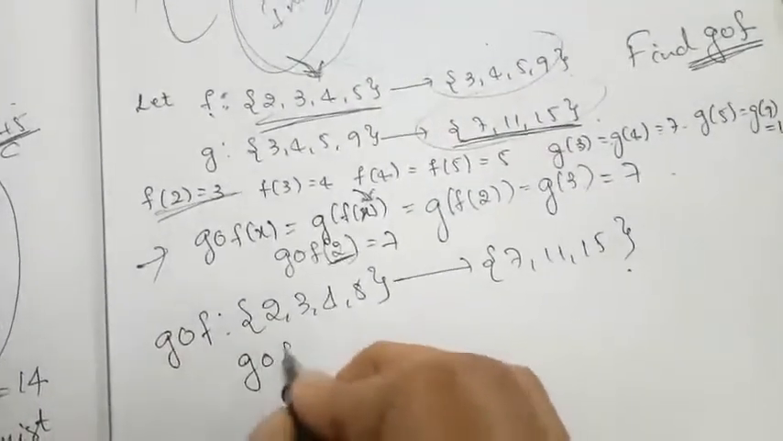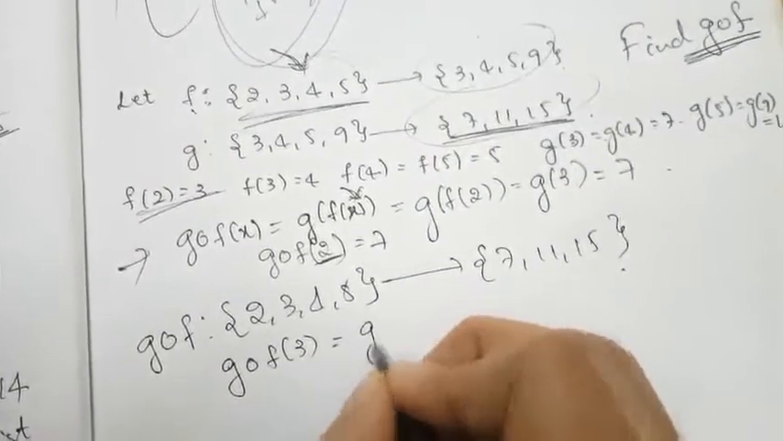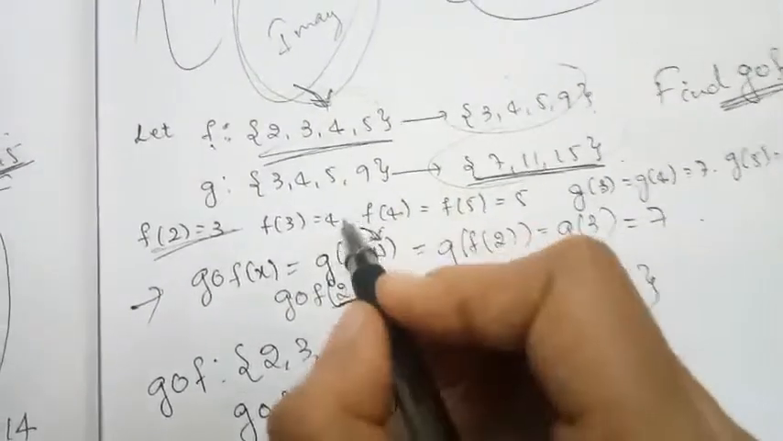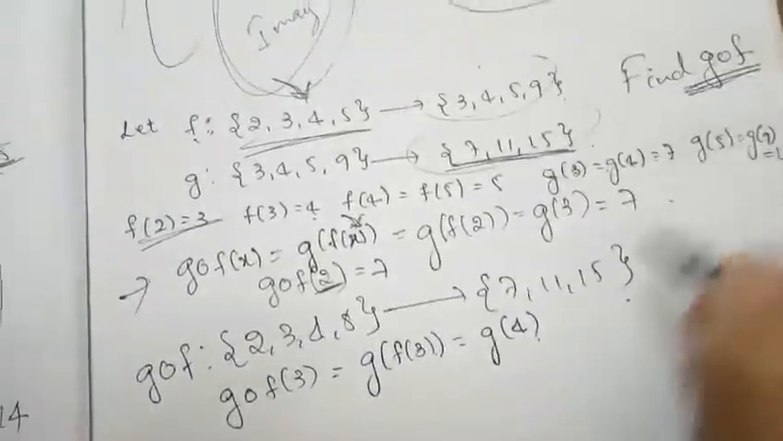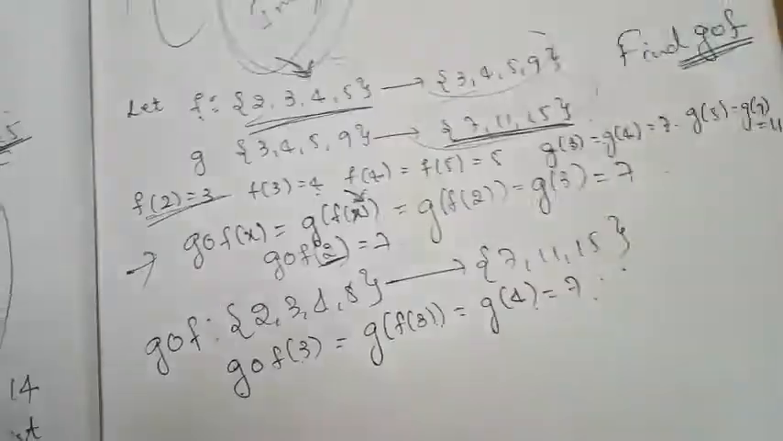Now we got the value of g of f of 2. Let us find the value of g of f of 3. So g of f of 3 means what happens? What is f of 3? F of 3 is 4. So g of 4, what is g of 4? It is 7. So g of f of 3 is 7.